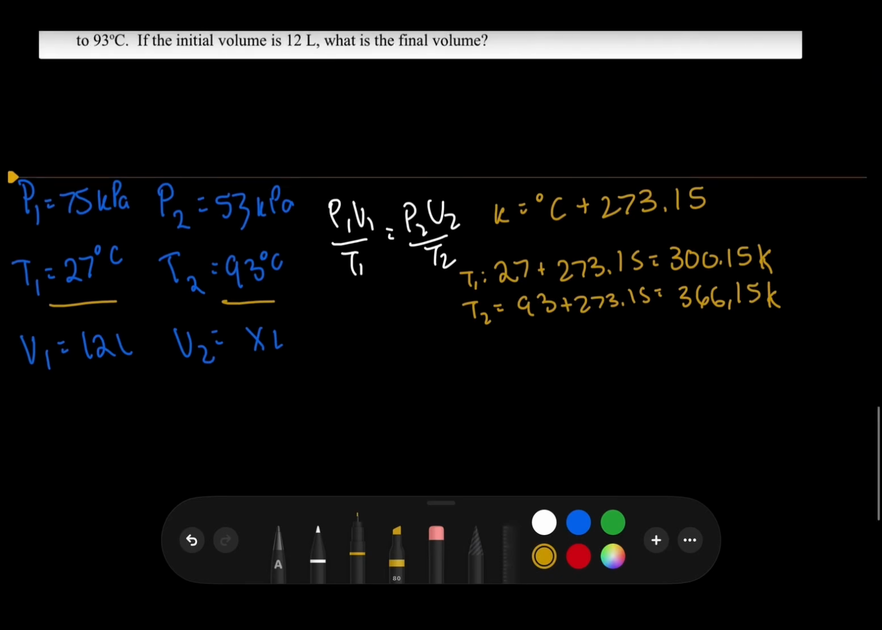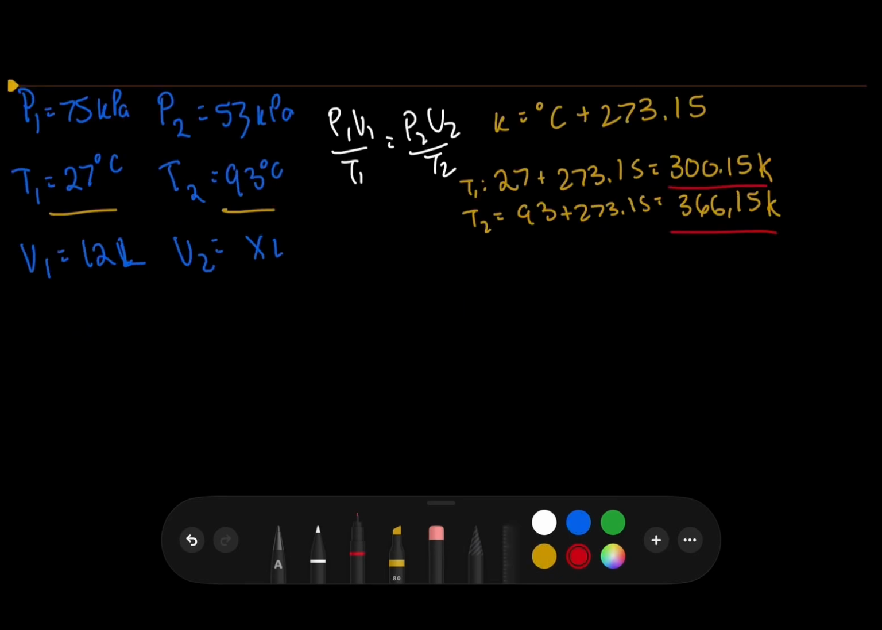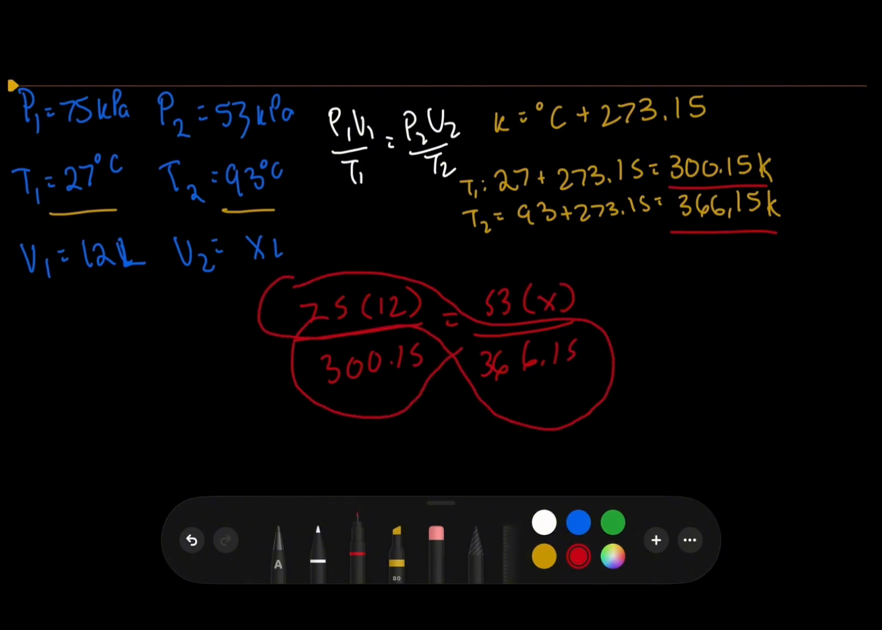So now we can plug these values into the formula. P1 is 75 and V1 is 12. But then T1, since we converted it into Kelvin, is going to be 300.15. And then P2 is going to be 53 times V2, which we are solving for. And then T2, since we converted it into Kelvin, is going to be 366.15. And then we just do cross multiplication on both sides.